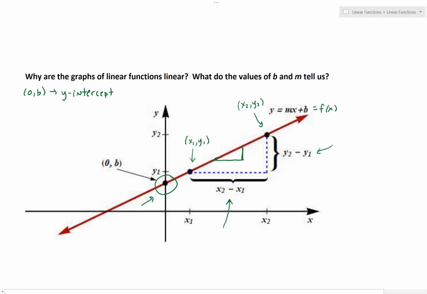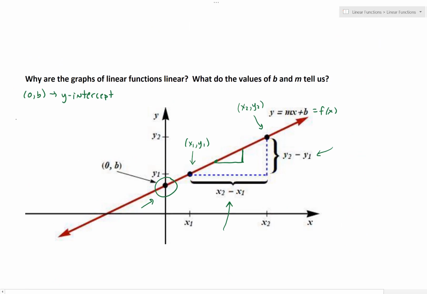Let's go back down to the generic graph. The m here is called our slope of our function, and it is simply the ratio of the change in output values over the change of the input values. So in this case, how far have I moved up and down? Well, I've made a change of y2 minus y1 over that arbitrary interval that we had, and I've moved in the horizontal direction x2 minus x1. So this is what we call our slope, and for lines, it's constant.